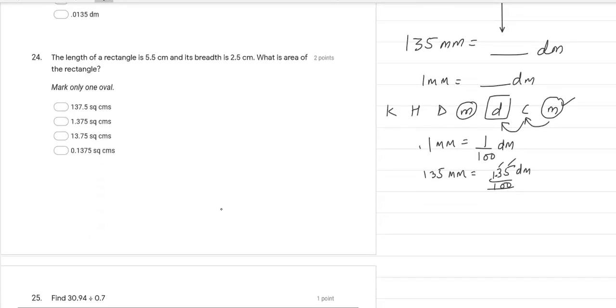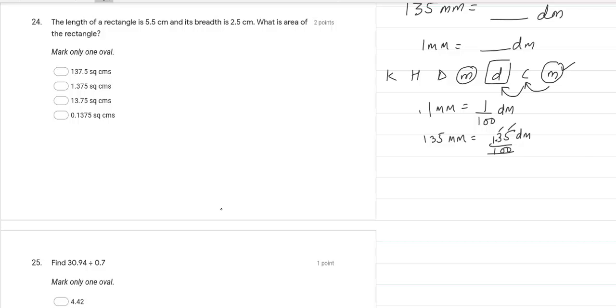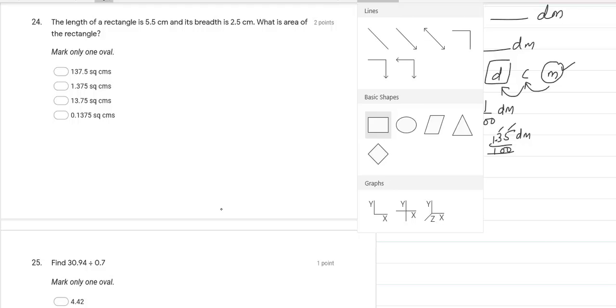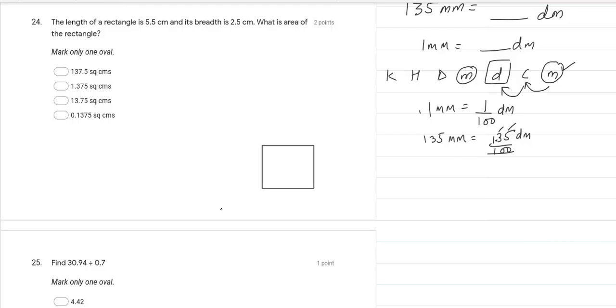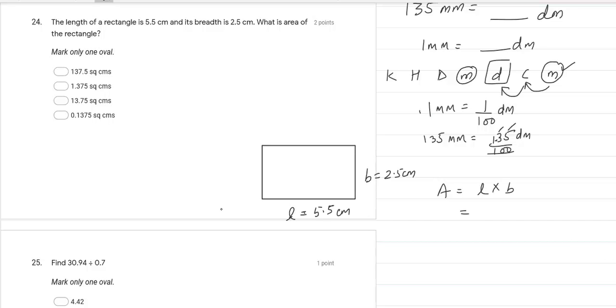Question number 24. The length of a rectangle is 5.5. So we have a rectangle. Let me draw the shape of the rectangle. Like this, we have a rectangle in which we know the length is 5.5 centimeter and the breadth is 2.5 centimeter. We have to find the area. Very simple. Area of a rectangle is given by length into breadth, that is 5.5 multiplied with 2.5.